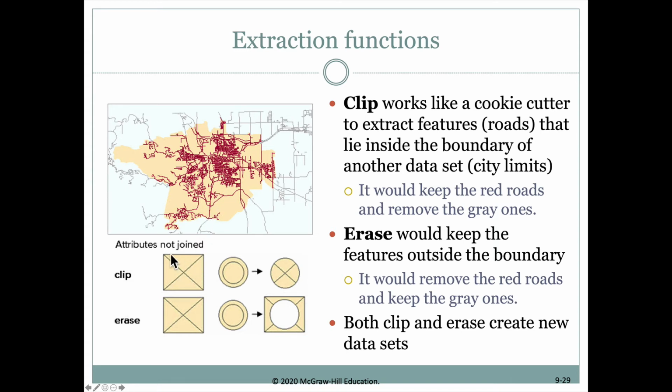So that would be the clip command. We take our input layer, we use our clip layer, and we get out a smaller layer that shows all of this information, but only within that area. Erase is kind of the opposite. We start with the layer, we clip out something, we take out the cookie, and we just leave the dough around the edge. In this case, if we were using the erase command instead, we would end up with all of the roads in gray, but all of the roads in red would be deleted because they are within the city limit. So clip gives us what's within the cookie cutter, and erase leaves us with what is outside the cookie cutter.